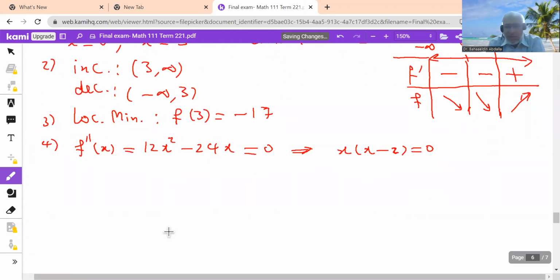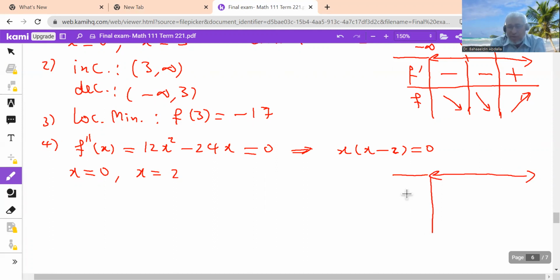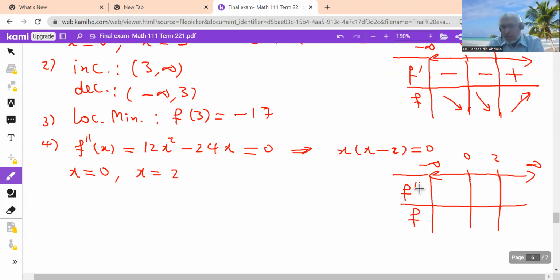So there are two zeros of f double prime. We don't call them critical numbers. They are just zeros of f double prime. We need the signs of f double prime as we found the signs of f prime. So these two numbers, 0 and 2, we put them and we check the signs of f double prime. We know that if f double prime is positive, f would be concave up, the graph of f. If f double prime is negative, f would be concave down. And when concavity changes, we will have inflection points. So choose a number between 0 and 2, for example: 12 minus 24, that's negative. A number greater than 2, 4 for example: 12 times 16 minus 24 times 4, this is positive.